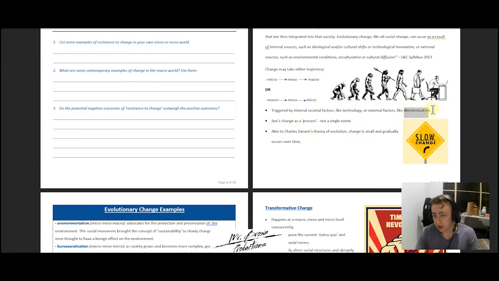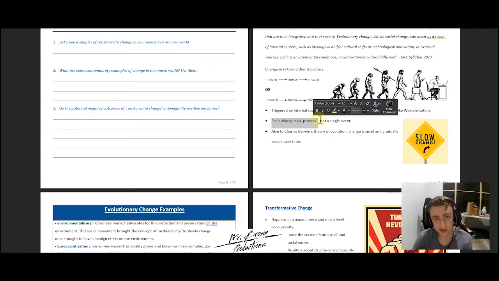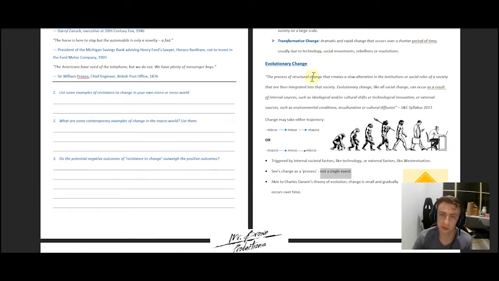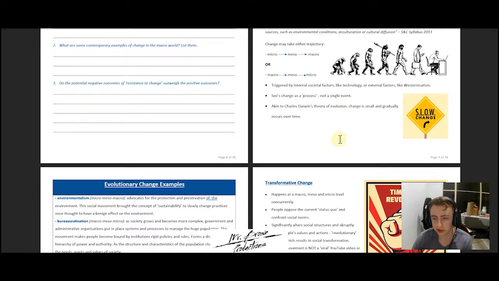So Westernization is a really big, probably one of the most prominent examples of evolutionary change. You can see the effect that the process of Westernization has had in the globalized context across many cultures and societies in the world. So evolutionary change sees it as a process, and it's not about a single event, whereas transformative change rarely focuses on a process, and it's more on a single event. So you can see they're sort of very opposites here.